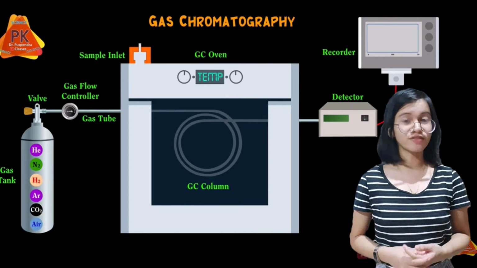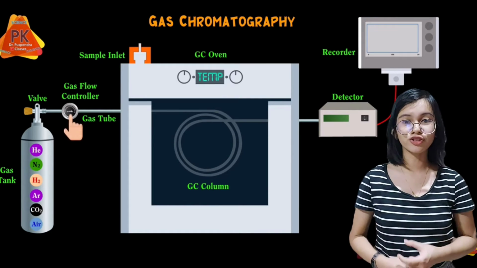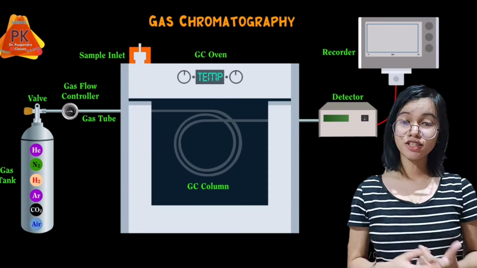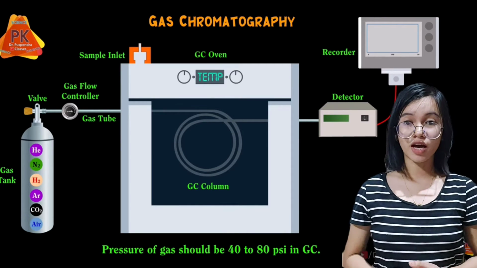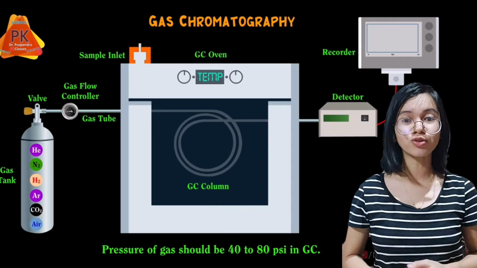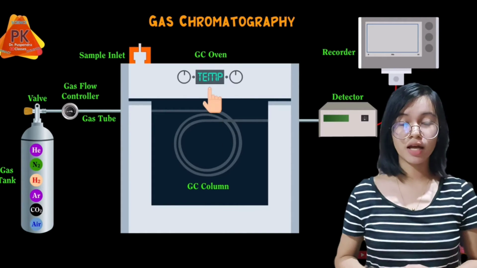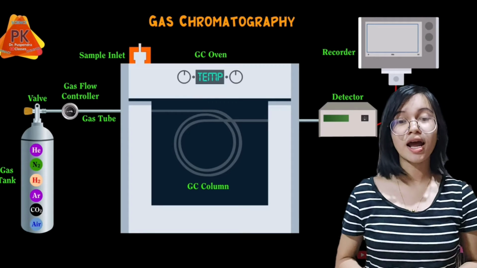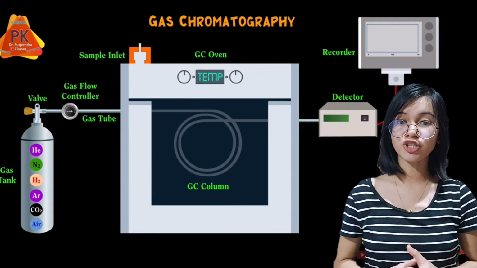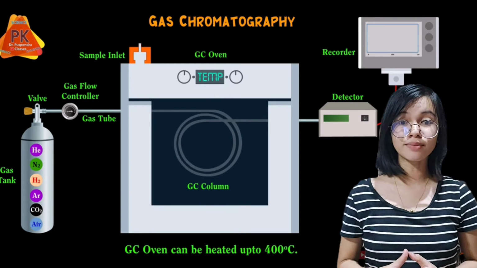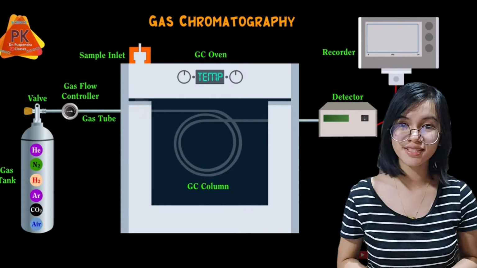The next part of the GC instrument is the gas controller. It helps us to control the gas flow rate. In GC, the pressure of gas should be in the range of 40 to 80 pounds per square inch. Moving on to the GC oven, which is an enclosed chamber used to maintain the temperature, especially at high temperature, and it can be heated up to 400 degrees Celsius.